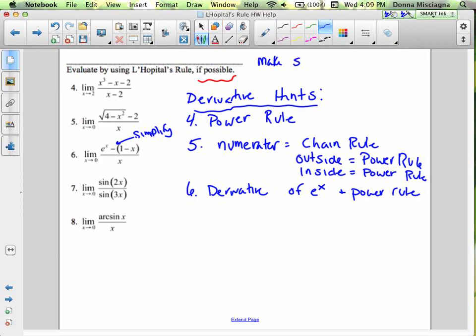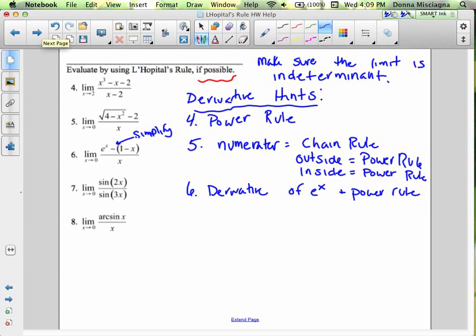By the way, before you just find the derivative, remember to make sure the limit is indeterminate, because you can only use L'Hopital's rule when the limit is indeterminate. And then the denominator is pretty easy. That's power rule as well. So that's a pretty easy one.